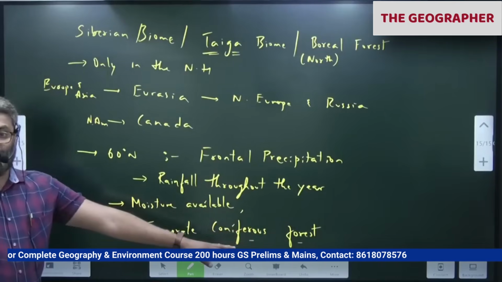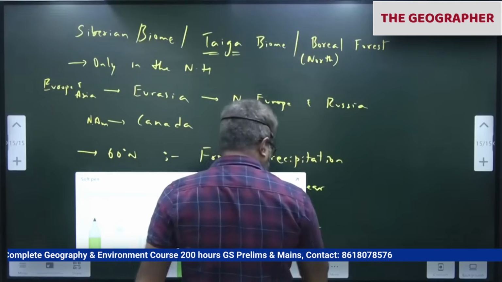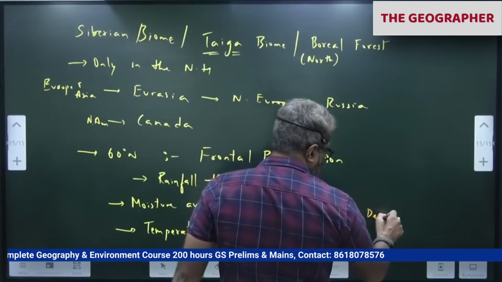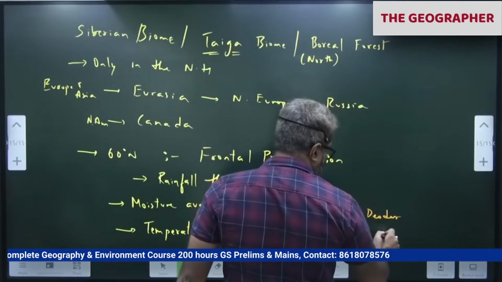Like pine. Remember pine trees? Pine, deodar, willow, juniper. Those type of trees. Pine, deodar, juniper, silver fir.